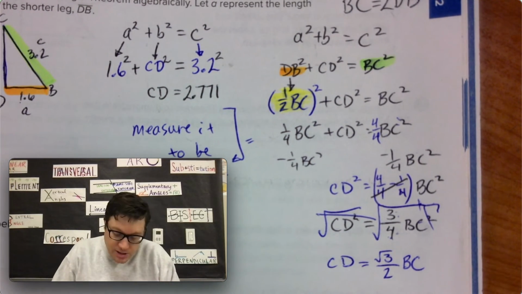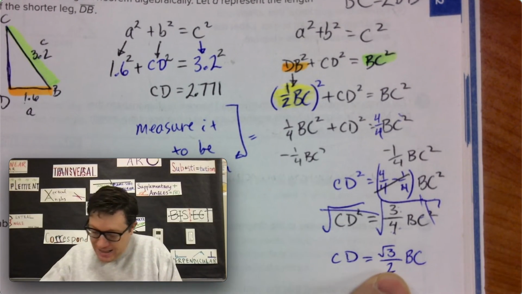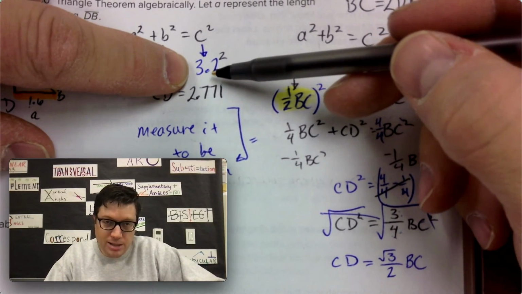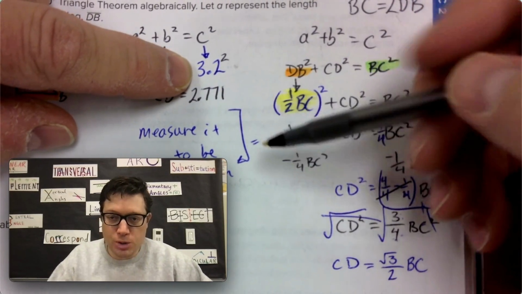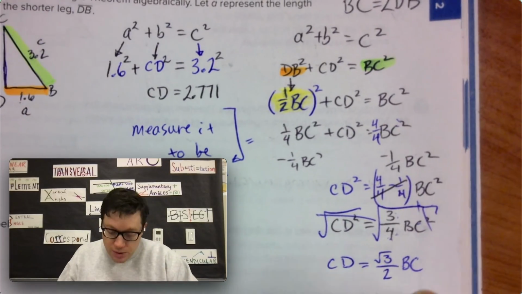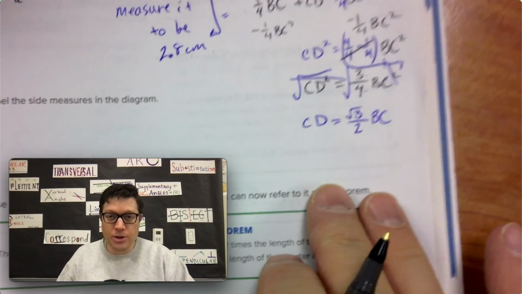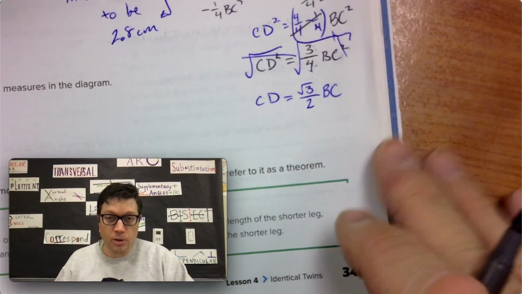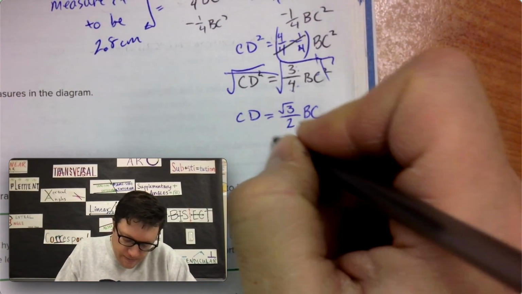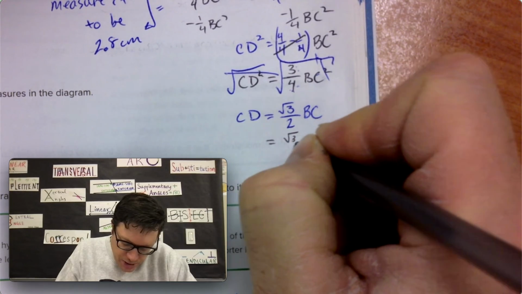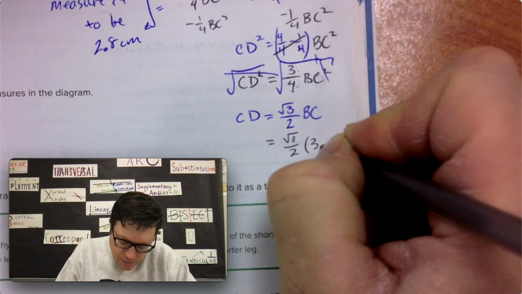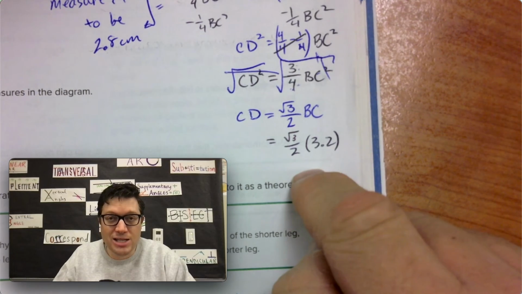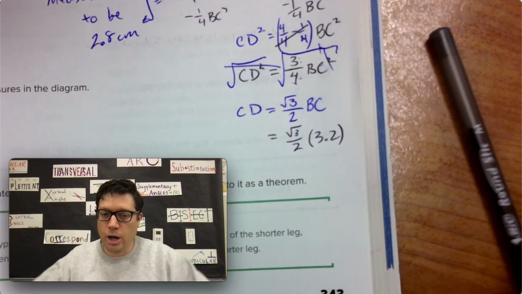And if we use the fact that we know what BC is, we know from our measurement that BC is 3.2 centimeters. So I can go ahead and use this formula to come up with another way to actually calculate that doesn't use Pythagorean theorem like we did. I can just put root 3 over 2 times 3.2, and I can go calculate this in Desmos. Here goes.